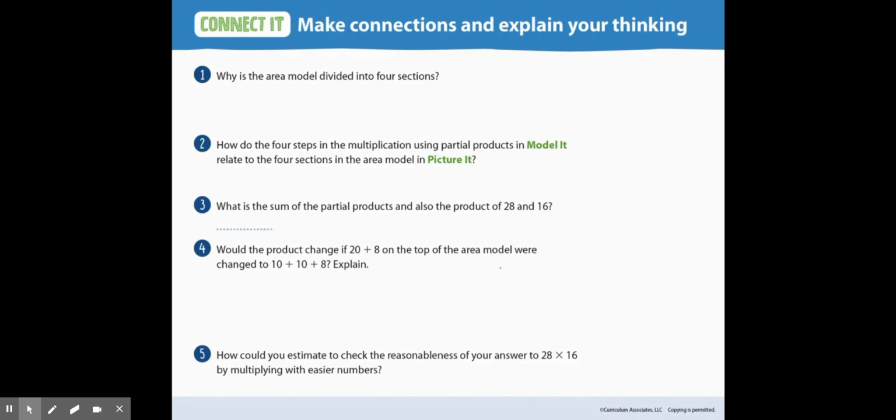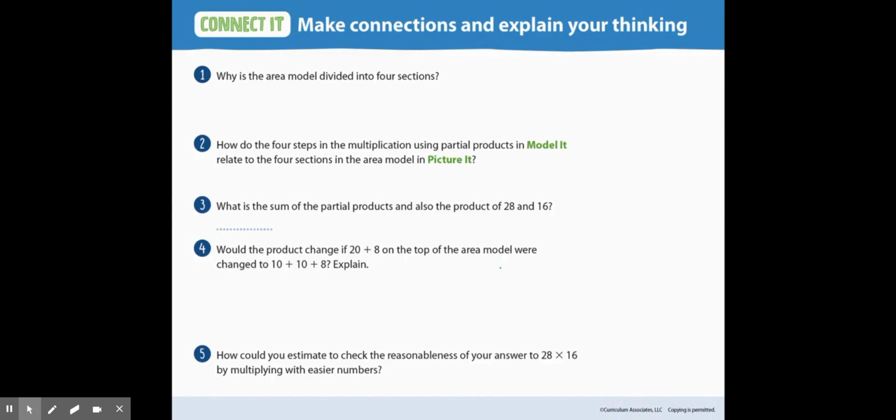Let's connect it. Why is the area model divided into 4 sections? So think about your answer and write it down in your workbook, and then press play so that you can see what I say. The area model is divided into 4 sections because we have 4 digits in our numbers. 28 is made of a 2 and an 8, so we have 20 plus 8. And 16 is a 10 and a 6. So combined, we have 4 sections.